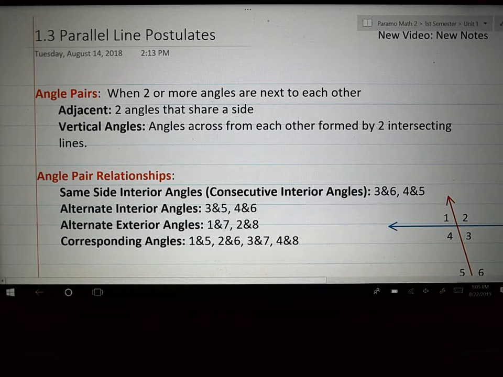Math 2, 1.3 notes in 7th period on Thursday.